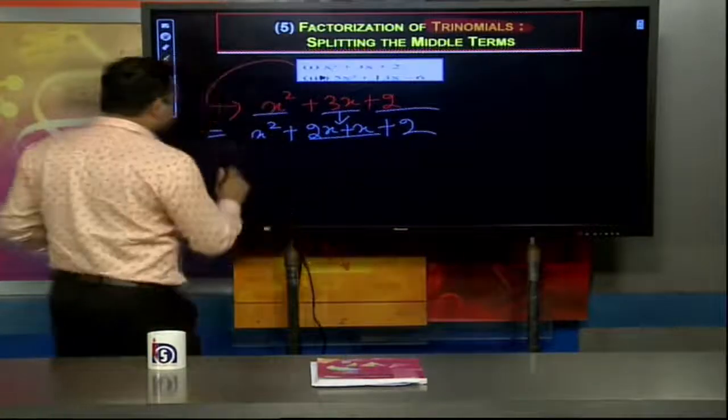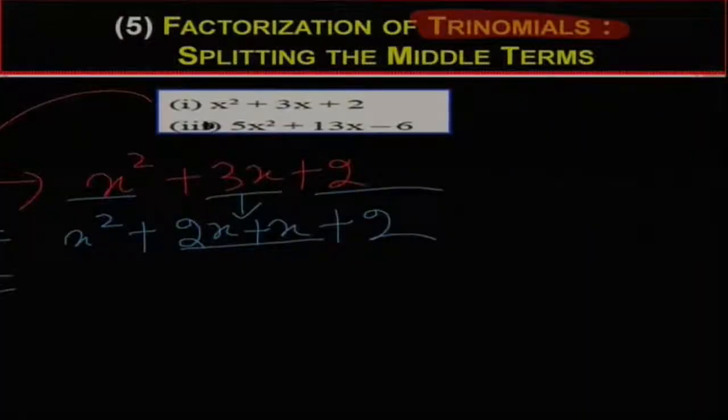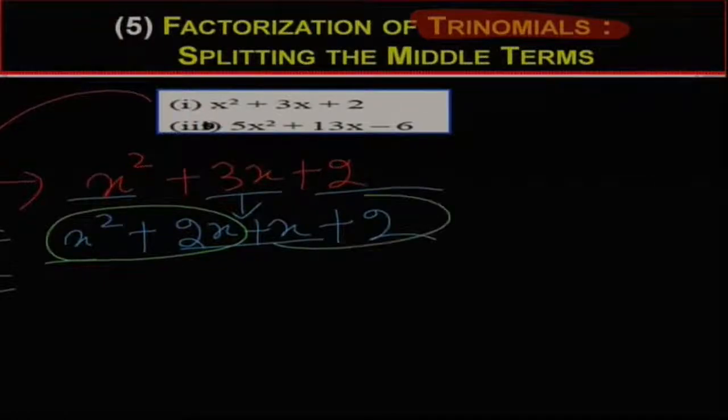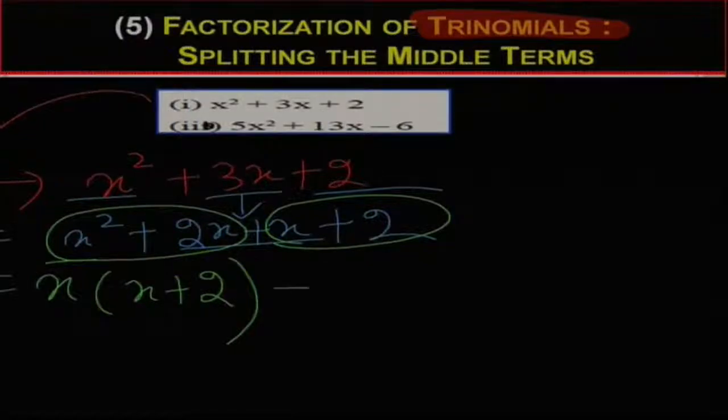So I can write simply x square. Now you observe this part. Now we have to take x square plus 2x, x plus 2. Now I can take x as a common. You will write x plus 2 because it becomes x square plus 2x. Now you can write plus 1. It becomes x plus 2.